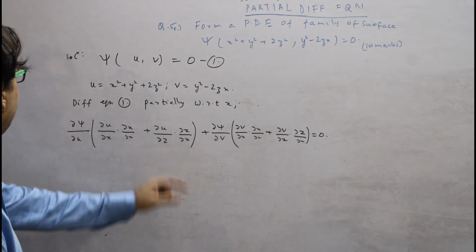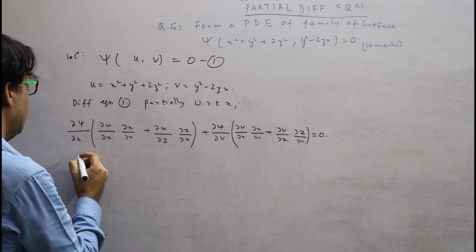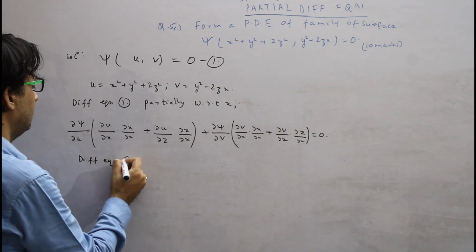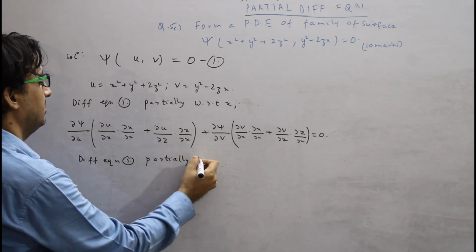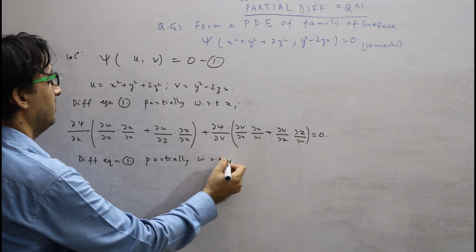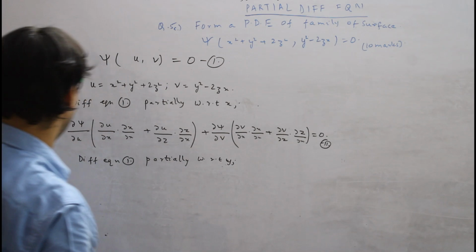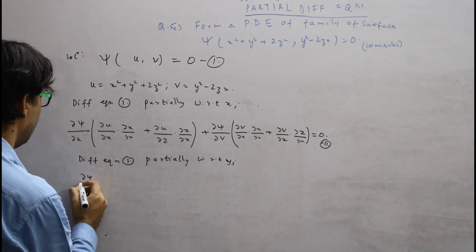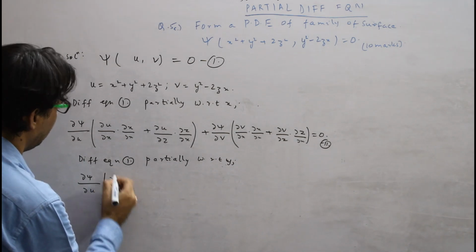So we have written this equation. Again I will differentiate equation 1 partially with respect to y. Suppose I call this equation 2, and now I can write it in a similar fashion: ∂ψ/∂u, this is ∂u/∂ how much?